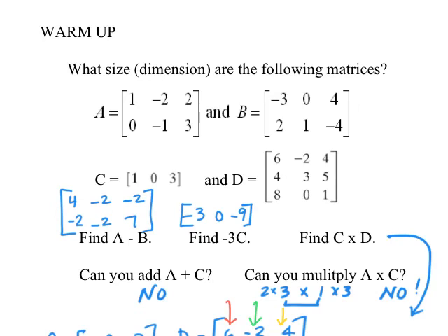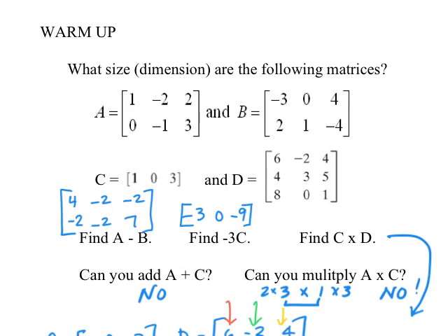Okay, here are your answers. The first one, when you do A minus B, you want to make sure that they match in dimension. So they're both 2 by 3s, and here is your result right here. The next question is a scalar multiplication. So you're just multiplying each element of C times -3. The next one I'm going to wait on.